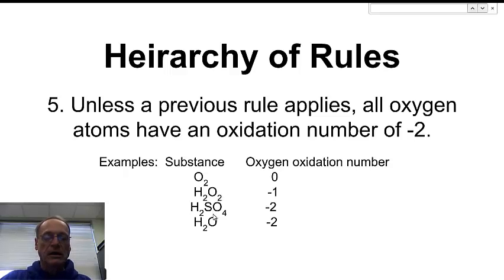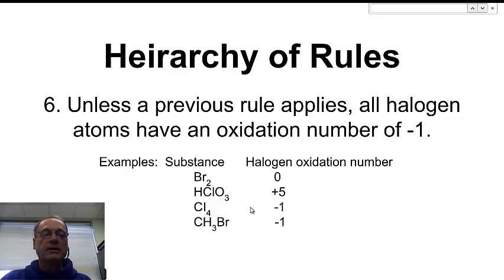Other than that, oxygen is always a -2. So in water, H2O, the oxidation number of oxygen is -2. Sulfuric acid, the oxidation number of oxygen is -2, and so on. And now this one, notice that there are 4 oxygens. Each of those oxygens has a -2 oxidation number.